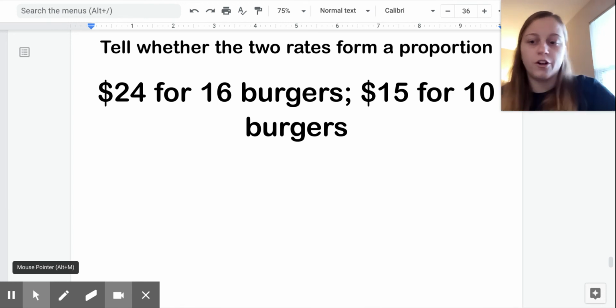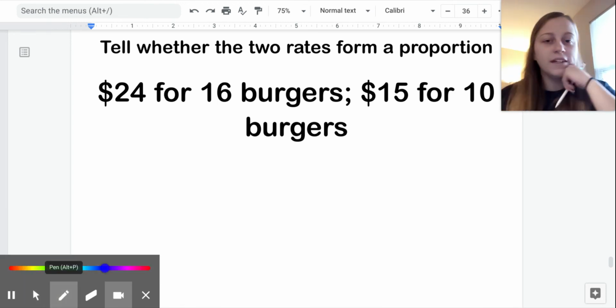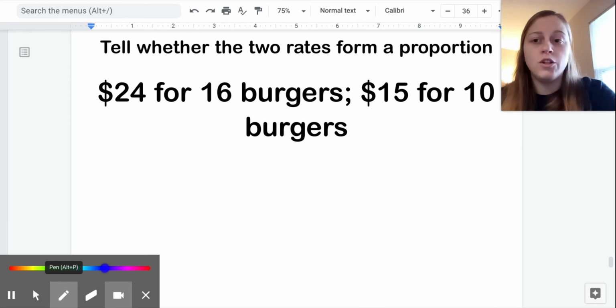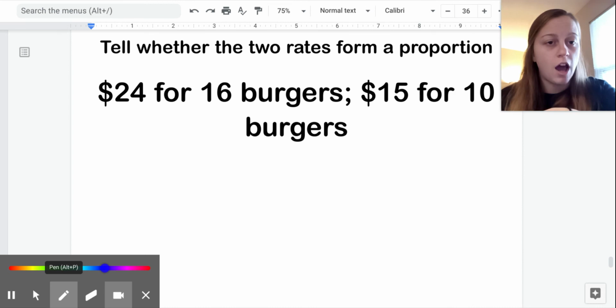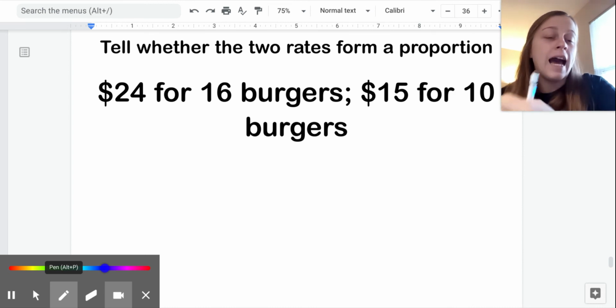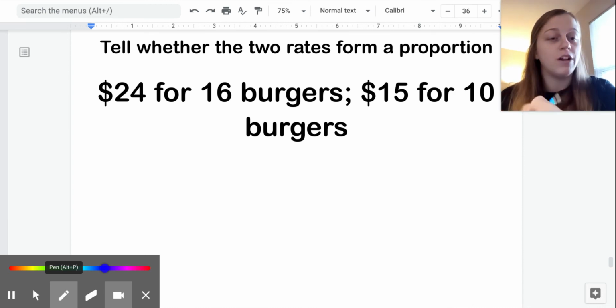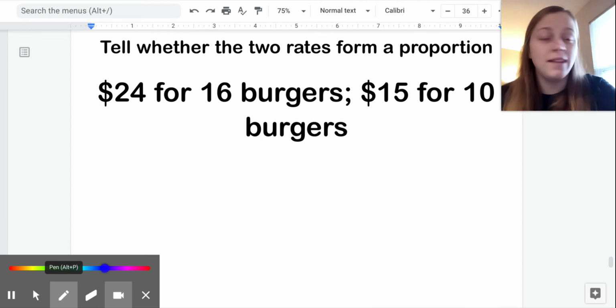You also need to know how to write a ratio or a rate and then say, is this proportional or not? So what this is saying is at Sam's Club, you can spend $24 for 16 burgers, but at Costco, their deal is $15 for 10 burgers. Is this rate proportional? Is this rate the same? Or is one store better than the other?